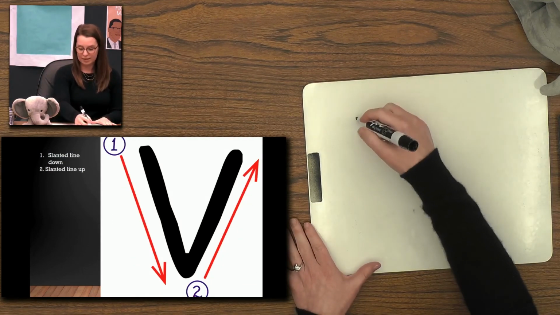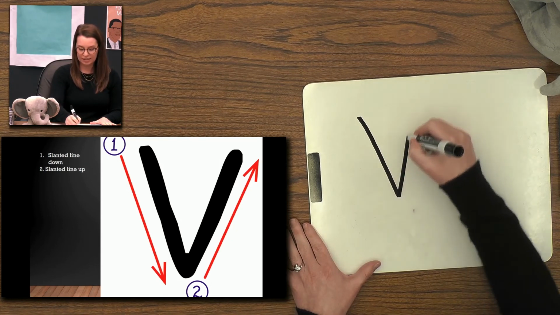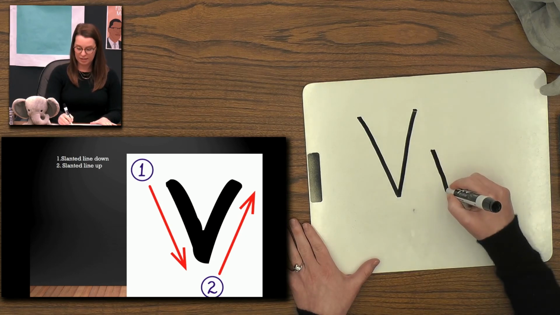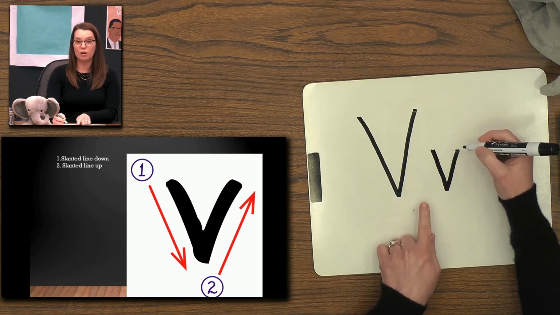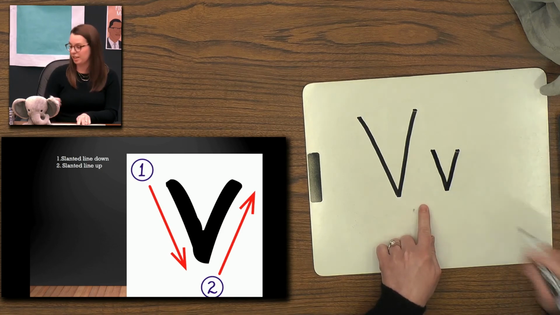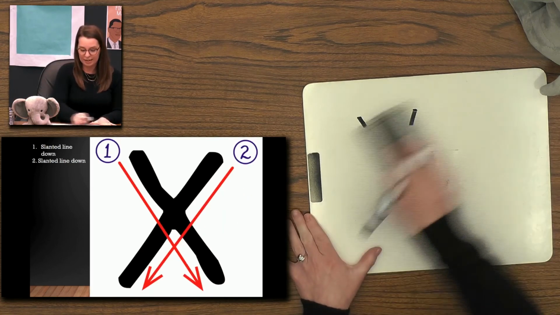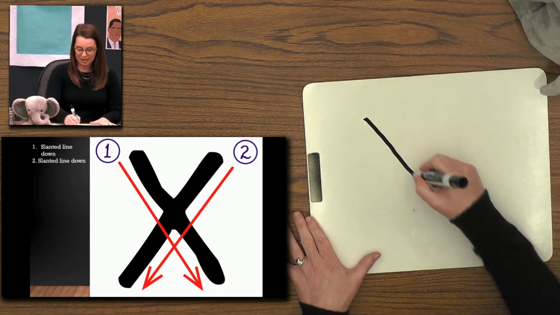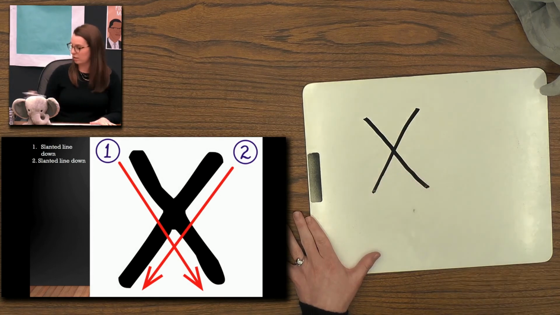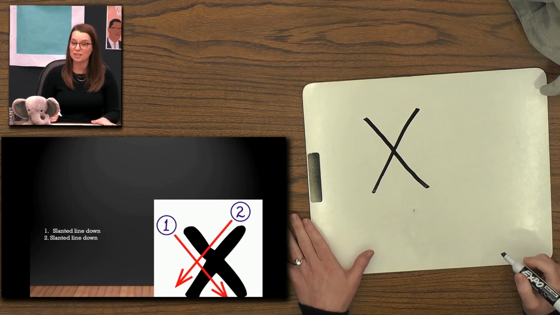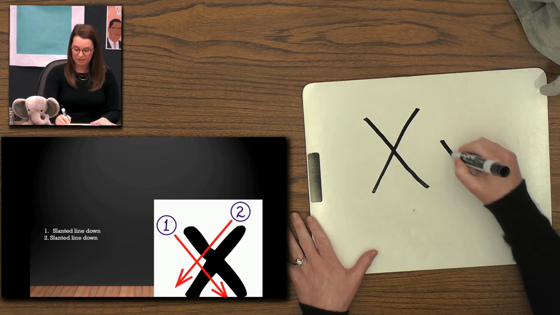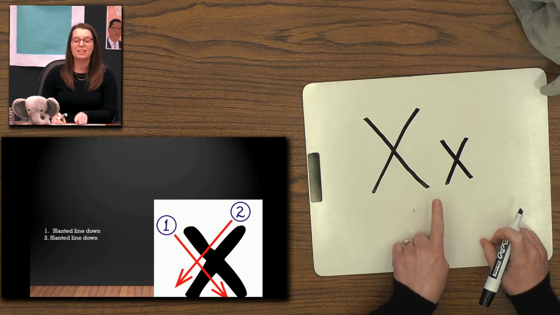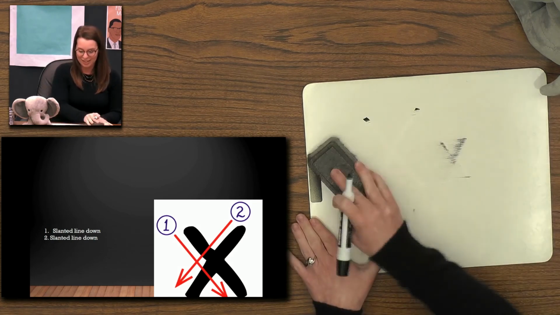V, pens up, slanted line down, slanted line up. Lowercase v, pens out, slanted line down, slanted line up. Volcano, V. Ooh, X. Capital X is a letter that's tall, so pens up, slanted line down, and slanted line down. Lowercase x, you'll remember, has the same shape, it's just small, so pens out, slanted line down, slanted line down. Fox, X, X. Good. Erase.